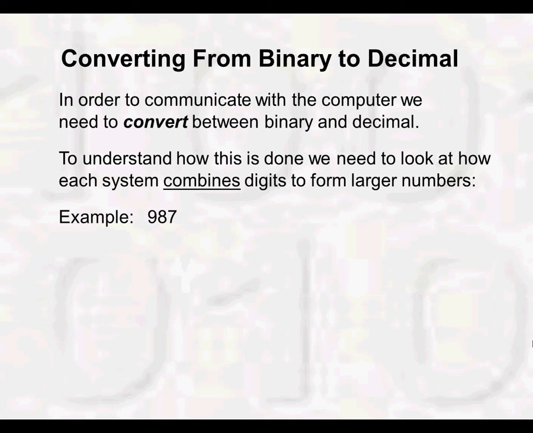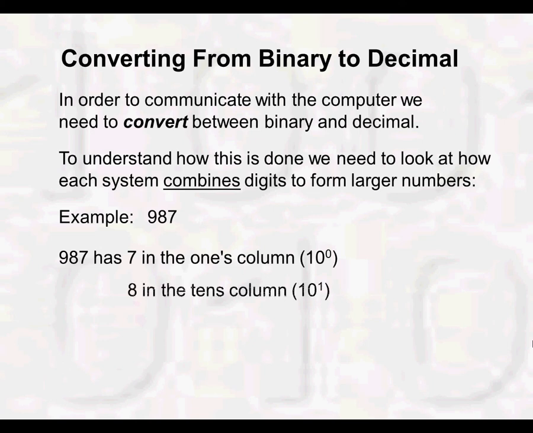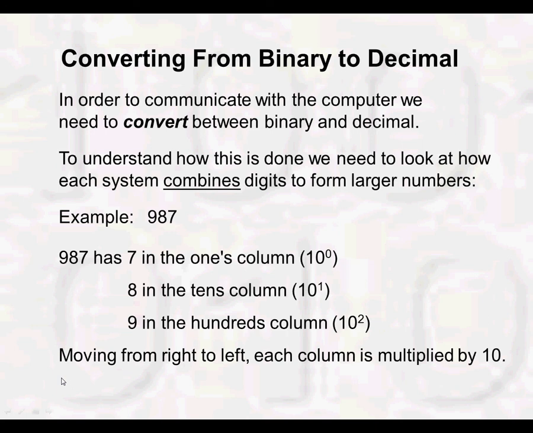So let's look at the decimal system and the number 987. If you break this down like you did when you were back in grade 1 or grade 2, we know that we had various columns. So we had the ones column, the tens column, the hundreds column, and so on. So in this case, I have 7 in the ones column, 8 in the tens column, and 9 in the hundreds column. Another way of writing that is saying it's 10 to the power of 0. That's a 1. 10 to the power of 1 is 10. 10 squared is 100. 10 cubed would be 1,000, and so on and so forth. Each column, as I move from right to left, is multiplied by 10 as its value.